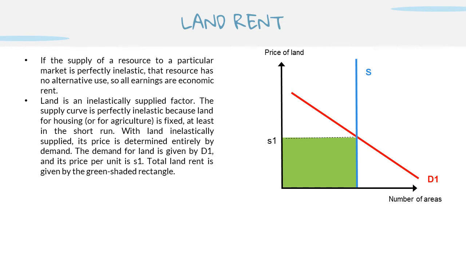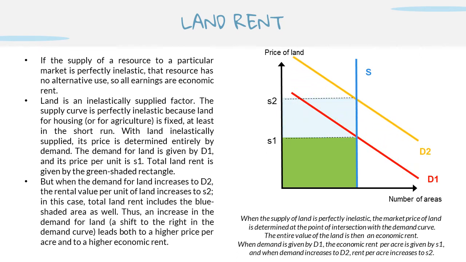The demand for land is given by T1, and its price per unit is S1. Total land rent is given by the green shaded rectangle. But when the demand for land increases to T2, the rental value per unit of land increases to S2. In this case, total land rent includes the blue shaded area as well. Thus, an increase in the demand for land, a shift to the right in the demand curve, leads both to a higher price per acre and to a higher economic rent.